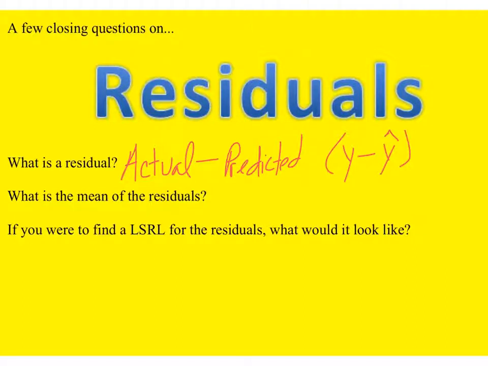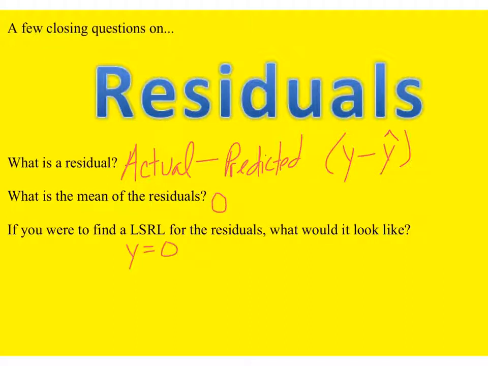The mean of the residuals. Well, if you added up all the residuals and divided by how many there were, the sum of the residuals is 0. So because of that, if you were going to find a least squares regression line through your residuals, it would look like the axis. It would look like y equals 0.